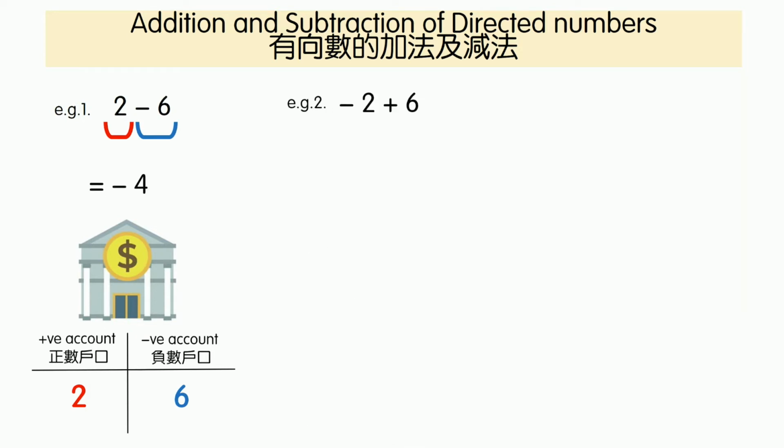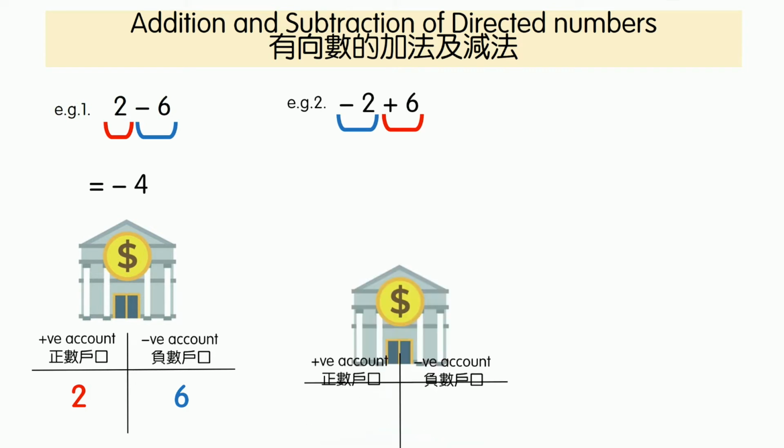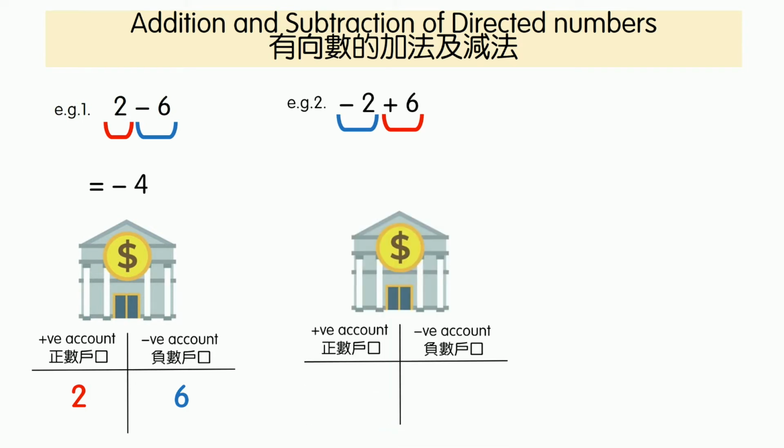This question, negative 2 plus 6. Again, the plus and minus separate it into two terms. We can put them back into our bank accounts. 6 is in the positive account, negative 2 is in the negative account. And obviously, we can see that the positive account is bigger than the negative account. The answer is surely positive. 6 and 2, the difference is 4. Therefore, the final answer is 4.